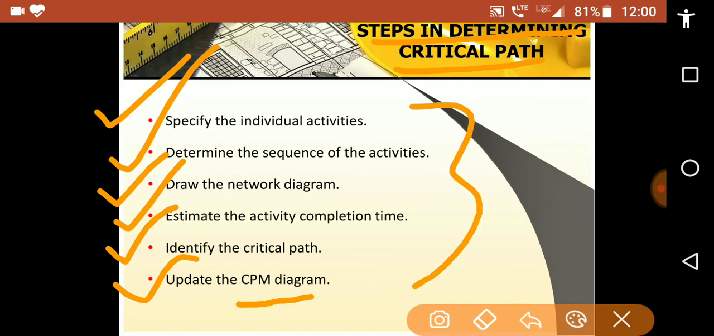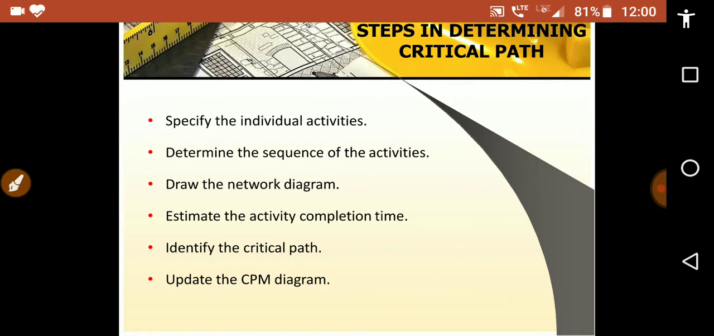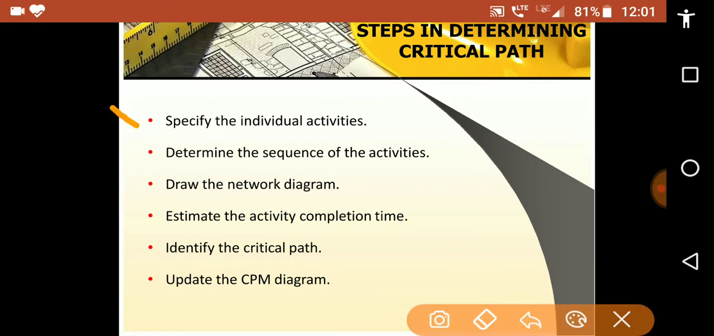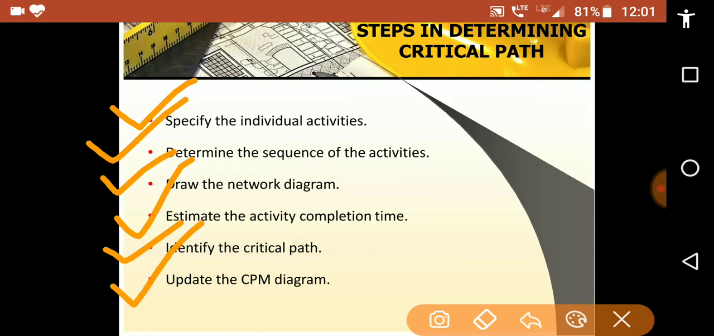Let us see once again all the steps of determination of the critical path. First is specify the individual activities. Second is determine the sequence of activities. Third is draw the network diagram. Fourth is estimate the activity completion time. Fifth is identify the critical path, and sixth is update the CPM diagram. So these are the steps of determining the critical path.